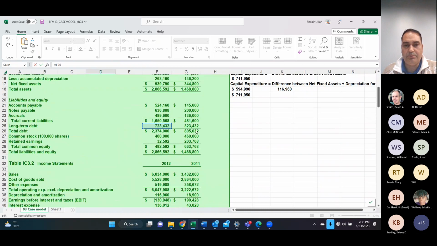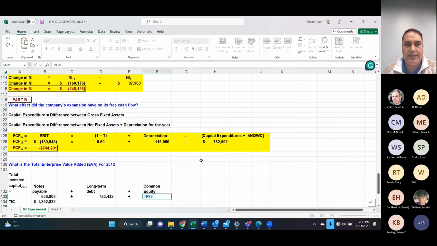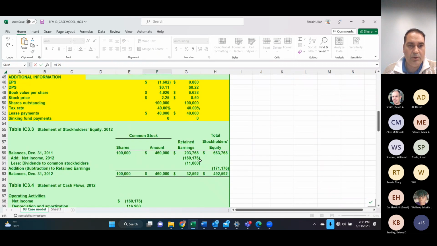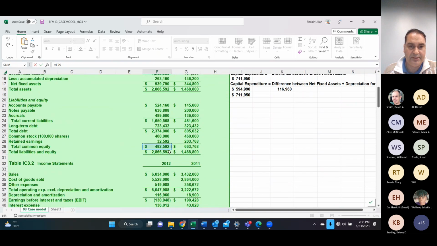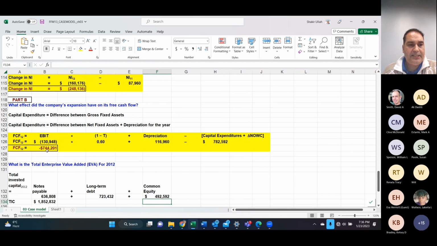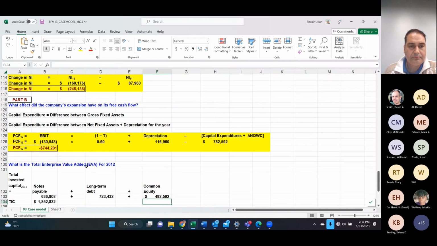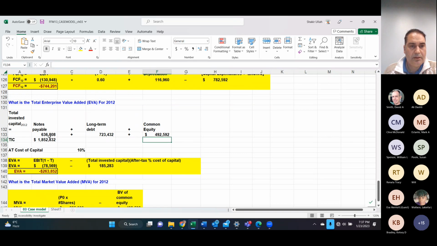That's the long-term debt, long-term borrowing. And then we take the common stock, which also comes from the balance sheet, and that will be the owner's investment in the business. Total common equity is the sum of the common stock plus retained earnings. These numbers added together give me the total invested capital.